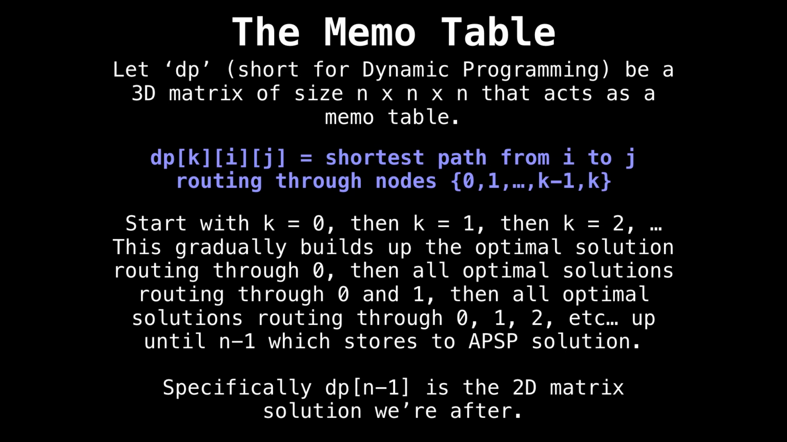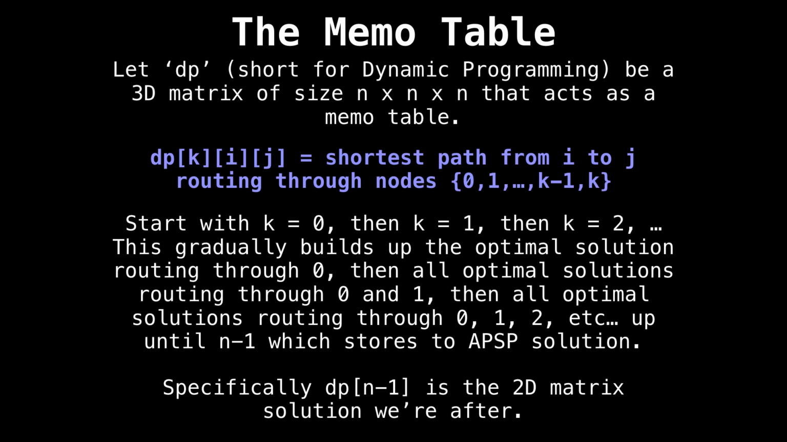Now the question comes of how do we actually compute all intermediate paths? The answer is we will use dynamic programming to cache previous optimal solutions. Let dp be a three-dimensional matrix of size n by n by n, which acts as our memo table. We're going to say that the cell dp[k][i][j] in our table gives us the shortest path from node i to node j, routing through nodes 0 through k.